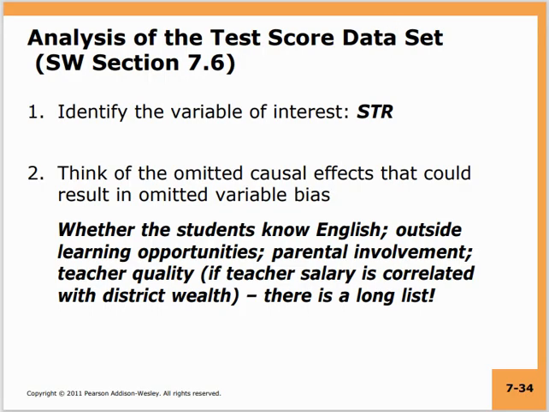So let us look at the test score data set. The identified variable of interest is STR. Think of the omitted causal effects that could result in omitted variable bias. Whether the student knows English, outside learning opportunities, parental involvement, teacher quality, if teacher salary is correlated with district wealth, there is a long list. Think of all the variables that might affect the student's achievement in test scores.